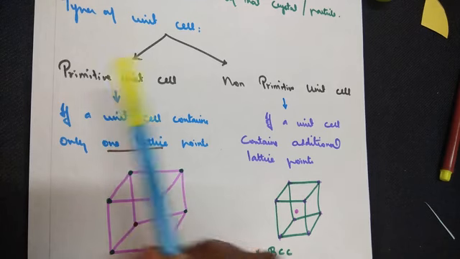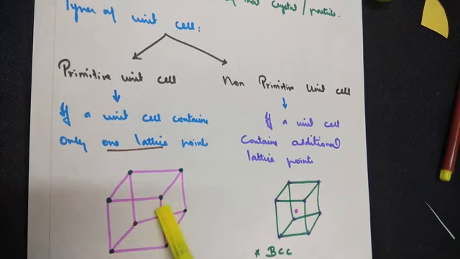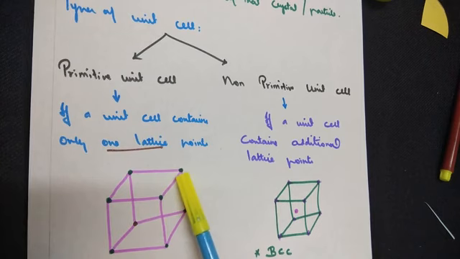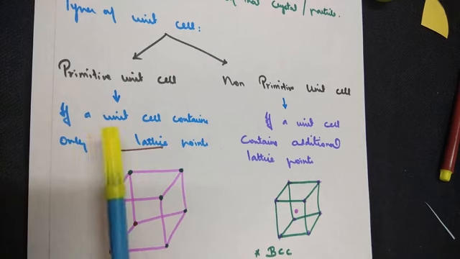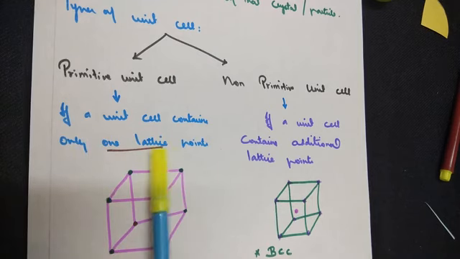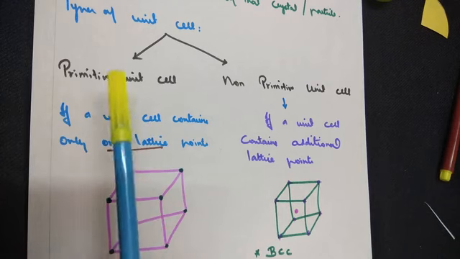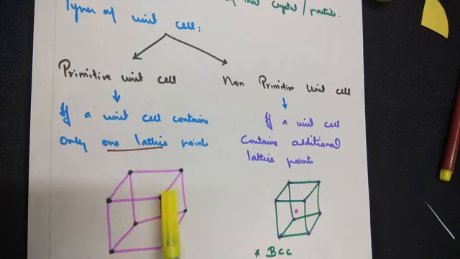When we say primitive unit cell, if the particles are present only at the corners, it is called a primitive unit cell. The definition is that a unit cell contains only one lattice point. I will explain that in the next class when calculating the number of atoms in a unit cell. For now, remember that primitive means atoms, ions or molecules are present only at the corners.